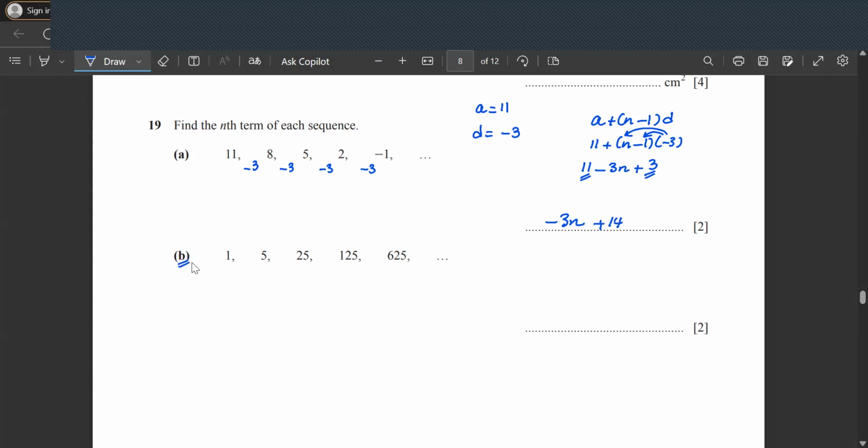Then B. What about B? Search first if it is geometric. Can I multiply 1 by something to get 5?